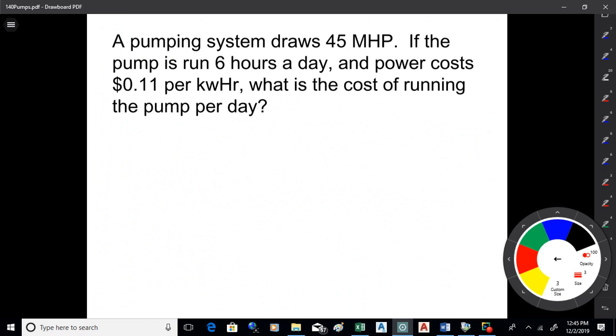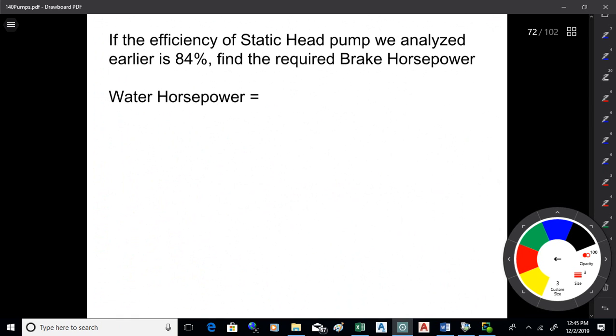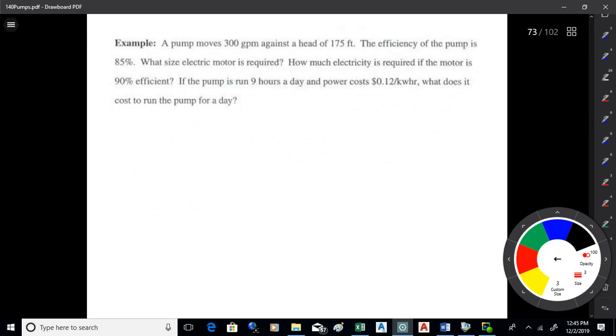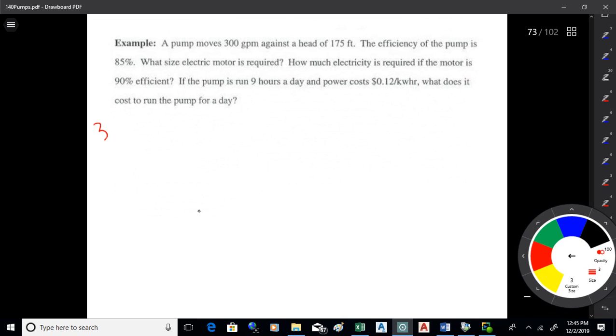All right, we got a bit of time here, so let's walk through one on page 146. Let's see if we can put a bunch of this stuff together. Okay, so we got 300 gallons per minute, and we're going to pump that against 175 feet.